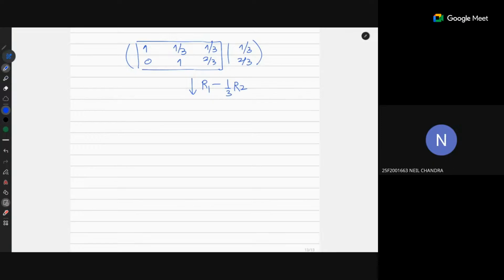So we get 1, 0, and then 1/3 minus 1/9 times 2, which is 2/9, and the same thing in the next entry. The second row remains as it is. All right, so what will we get? We will get this 1, 0, and then 1/9, right?